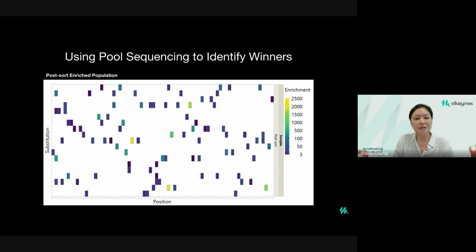Here we down-select from 6,000 variants to about 100. So we can carry out different follow-up validation tests to really understand the activity of these variants and pick the final winner. This is based on our pool sequencing result.